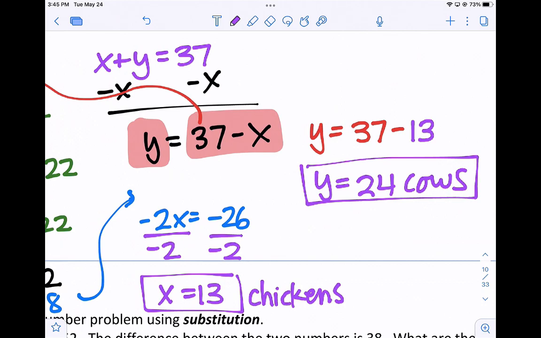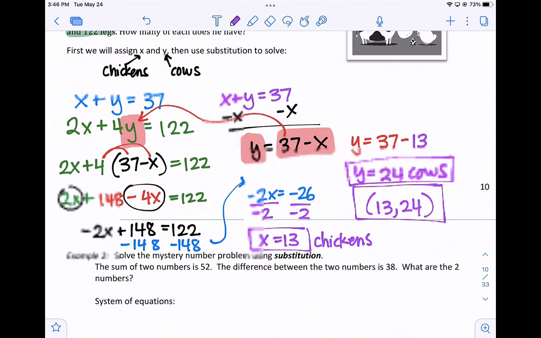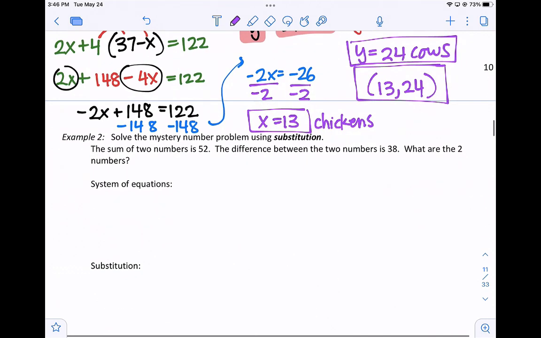We can also write this, since it's essentially where two lines cross, we can write it as a coordinate. (13, 24) is the solution to this system. So that's an example of substitution. So in class we did another example. Solve the mystery problem using substitution.